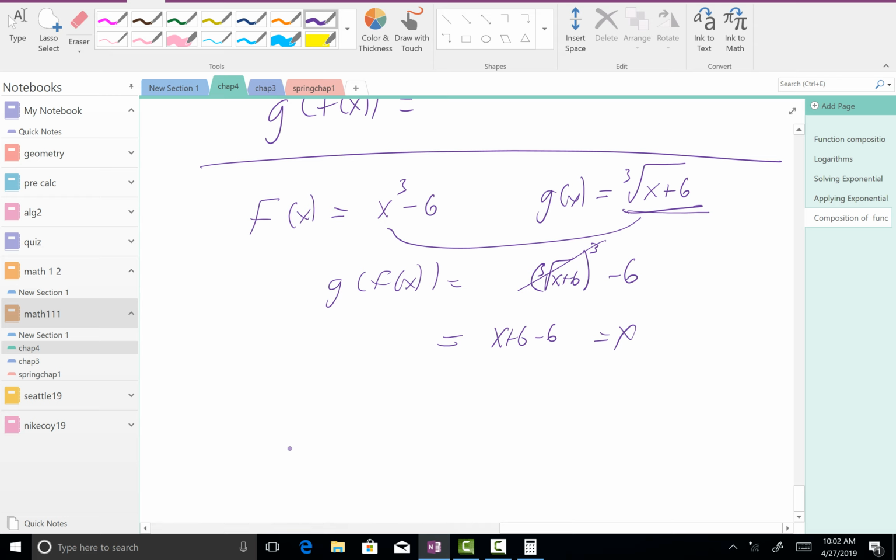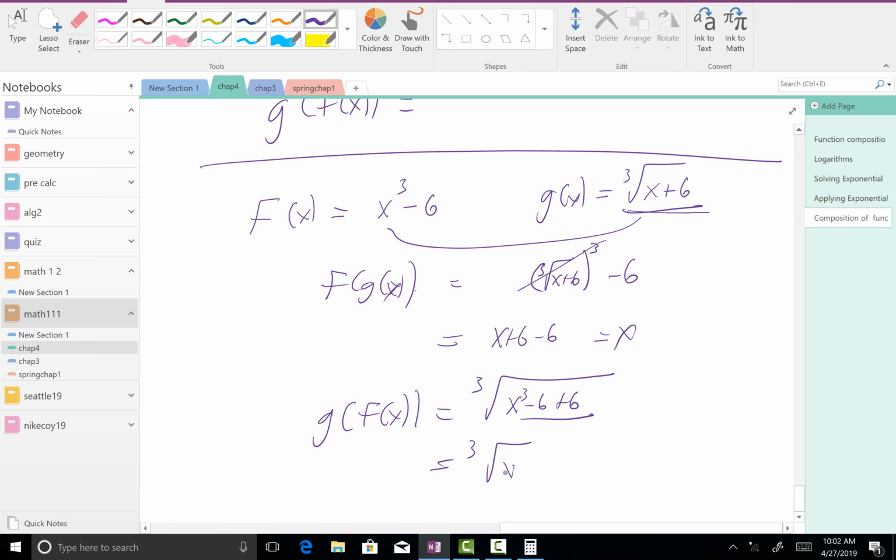Did I flip it around? Oh, you're right. Okay, so let's do this one. Let's do it right this time. So this is going to go that way. Here I'm going to do that first, and you see you get x. So they're both equal to x, so then we would say yes, these are inverses of each other. So they're going to ask you to do some of that, where you just find the compositions and hopefully come up with an x. If you don't, you don't. That's how it works.